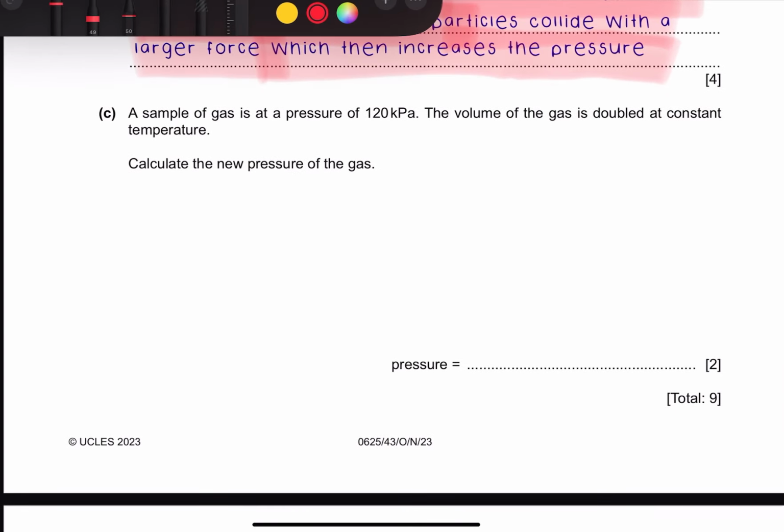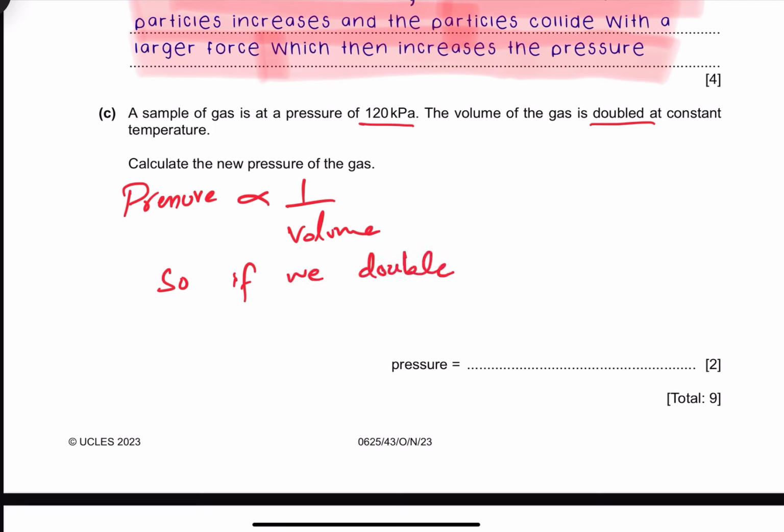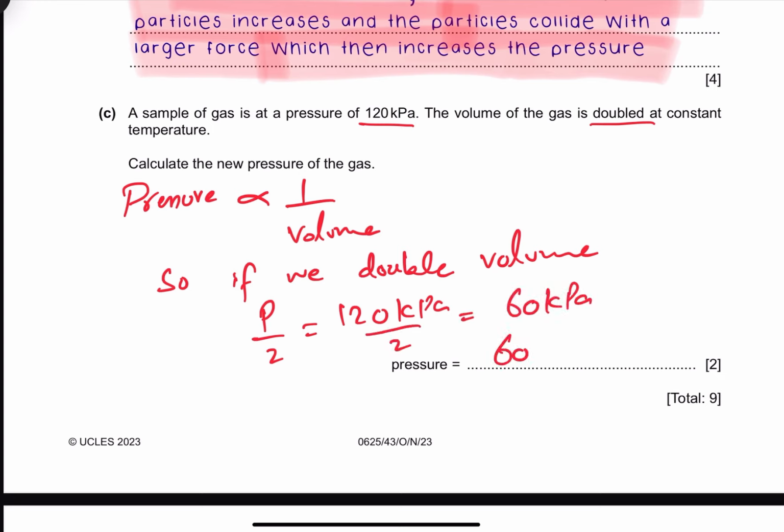In part C, there is a pressure of 120, and what we have done is we have doubled the volume. So what is the pressure? So we know that pressure is inversely proportional to the volume. So if we double the volume, pressure will be half. Okay, so it is 120 kilopascal divided by 2. This will give you 60 kilopascal, 60 kPa. Okay, this is one way.